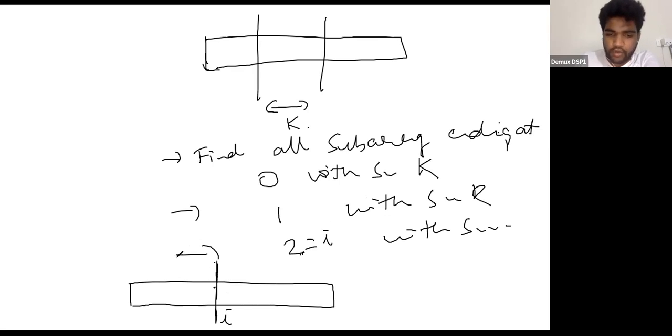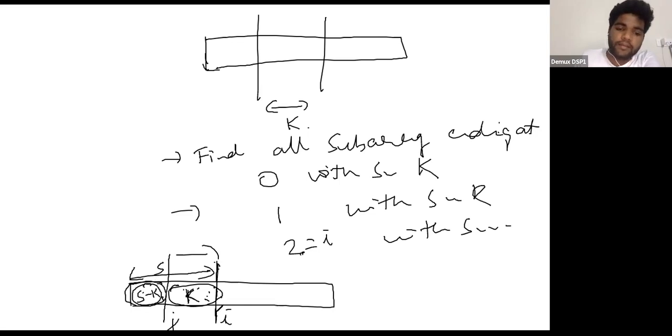For that, I know that if I take any subarray j to I whose sum is k, then that basically means that the sum of this part is s minus k, where s is this sum. So finding all subarrays that end at I with a sum k boils down to finding all prefix arrays with sum s minus k which end at an index j less than I. Do you understand this?